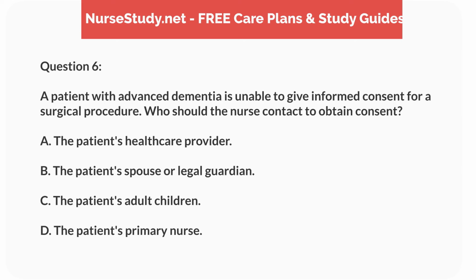Question 6. A patient with advanced dementia is unable to give informed consent for a surgical procedure. Who should the nurse contact to obtain consent? A. The patient's healthcare provider. B. The patient's spouse or legal guardian. C. The patient's adult children. D. The patient's primary nurse.